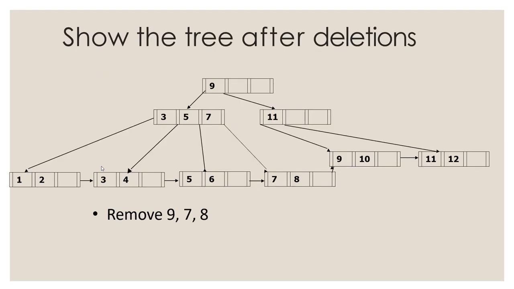Okay, so here is another example. Go ahead and try removing 9, 7, and 8 from this tree. And once you're done, click finish or hit play again.